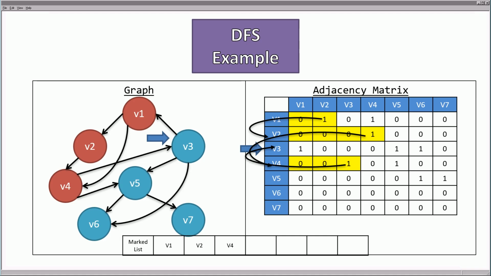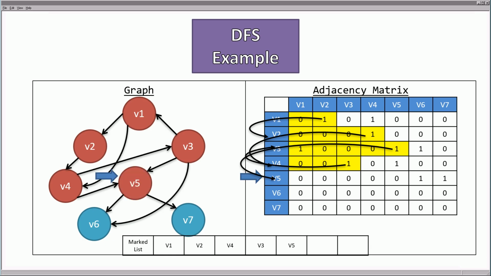Now once again, we add v3 to our marked list and we try to find the first outgoing edge. We can see that the outgoing edge from v3 to v1 exists. But we don't travel there because v1 is already in our marked list. If we didn't do this, we may end up in an infinite cycle. This means we ignore v1 and we try to find the next outgoing edge, which happens to be v5. And so we travel to there.